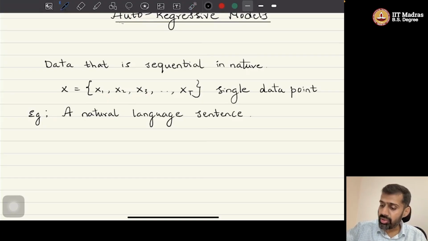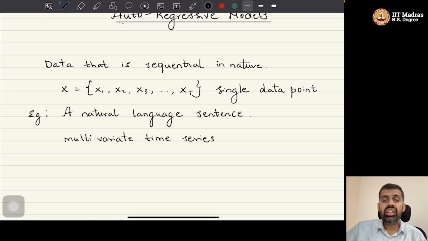The other example can be, let's say, a multivariate time series. One can even look at an image as sequential data by scanning every pixel, arranging every pixel in a sequential way. So you can go from left to right, top to bottom, and arrange all of the pixels one after the other, and one can look at an image also as a sequential data point.